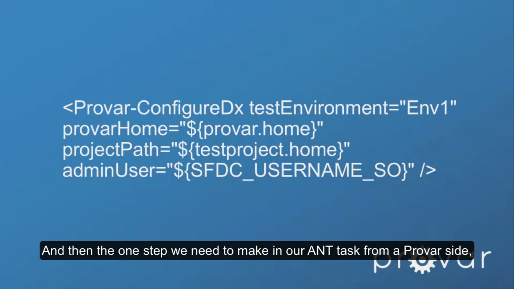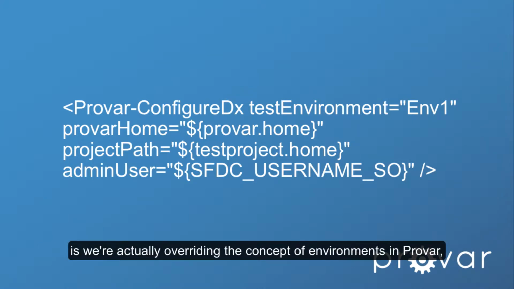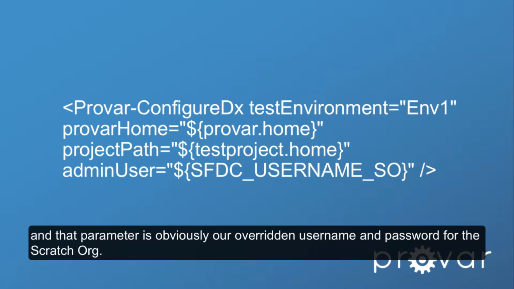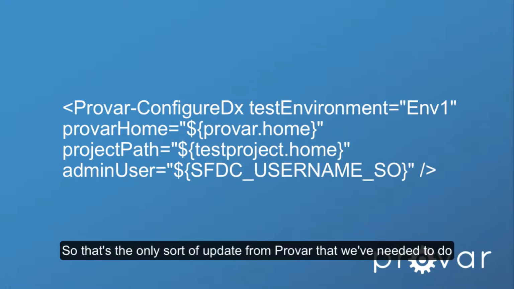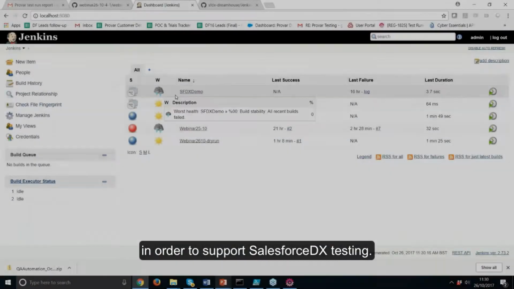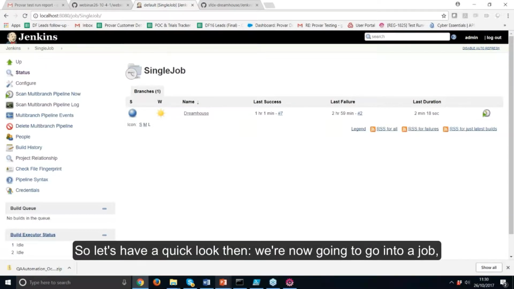And then the one step we need to make in our ANT task from a Provar side is we're actually overriding the concept of environments in Provar. And that environment is going to be basically using a parameter, and the parameter is obviously our overridden username and password for the Scratch org. So that's the only sort of update from Provar that we've needed to do in order to support Salesforce DX testing. So let's have a quick look then.